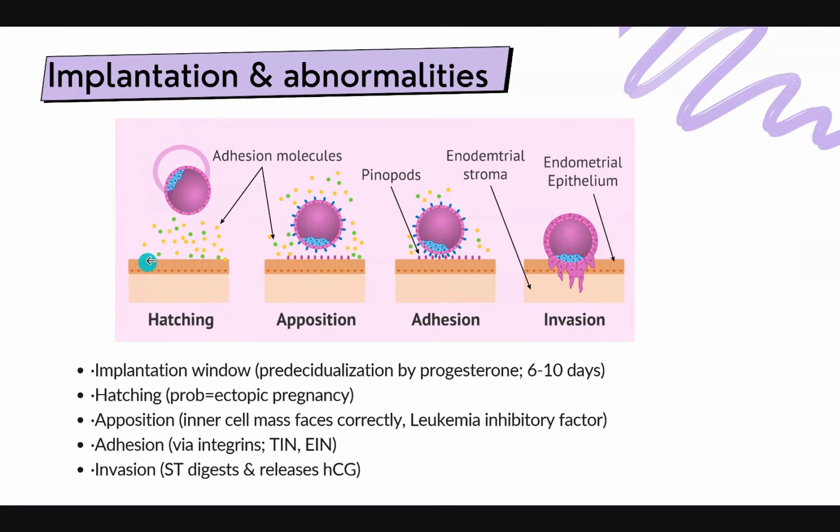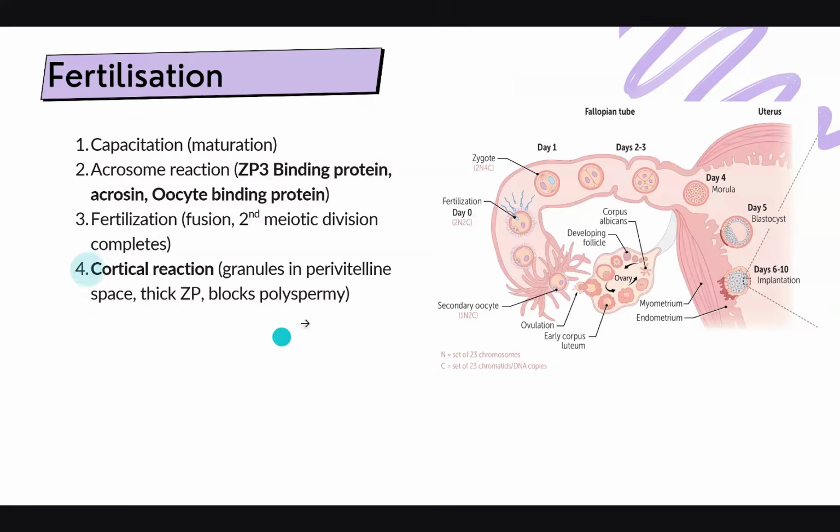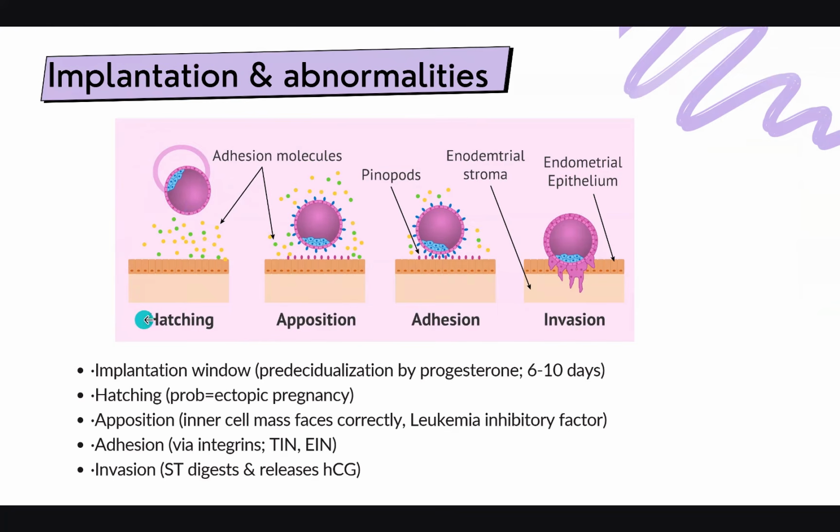This is when there is early hatching. For example, if hatching happens in this part, then that means the zygote is ready to implant over here itself. And if it implants over here, this leads to ectopic pregnancy, which is what we don't want, all right? So if there's a problem in hatching, this leads to ectopic pregnancy.